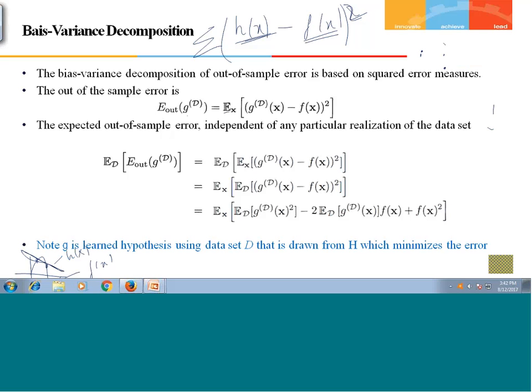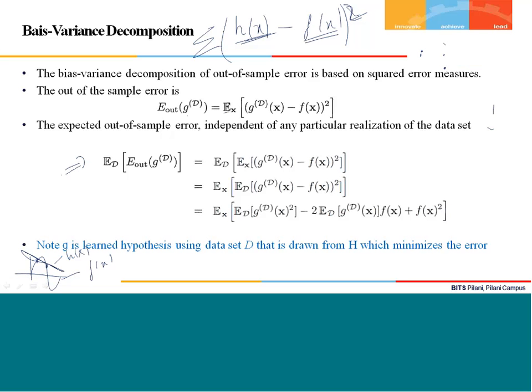Now come to this point. Come to this point. What is the expected value?